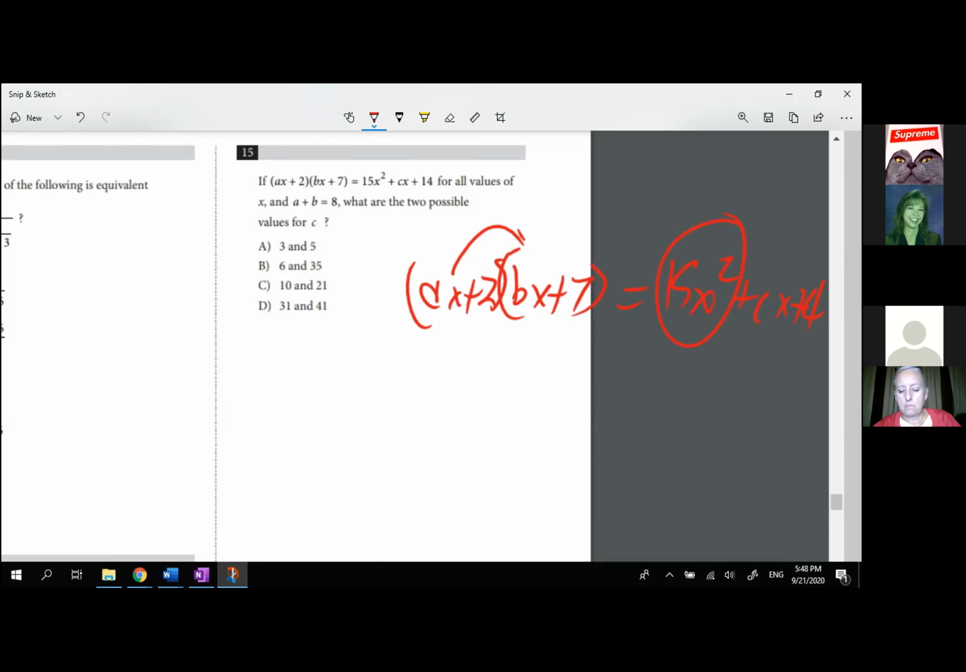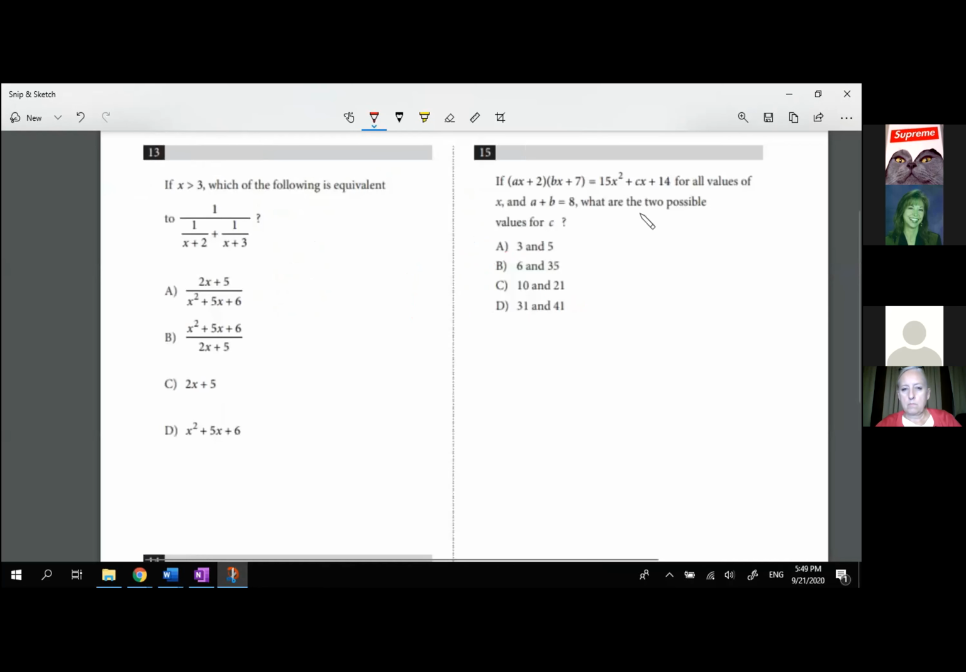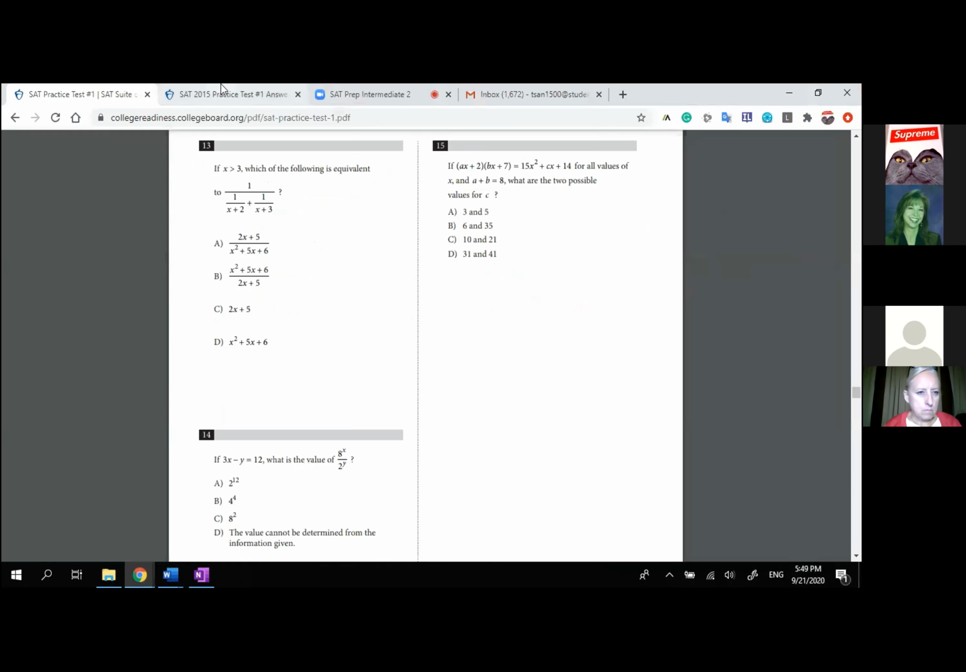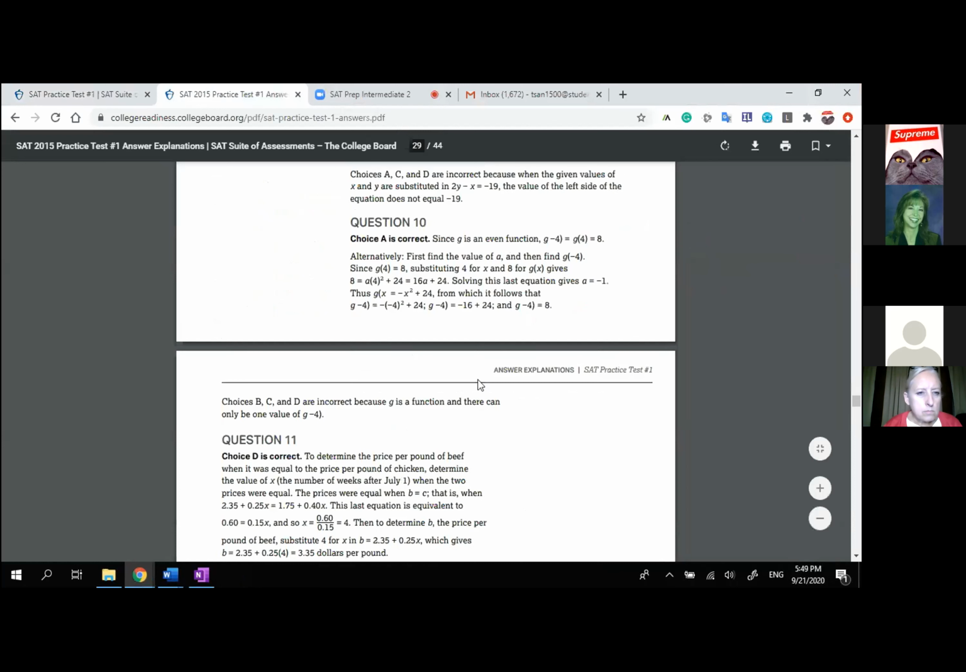Hope that answered your question. Okay. To sate my own curiosity, I'm going to go ahead and go to the answer key for 13. I'm very frustrated, I suppose, that I couldn't get that.